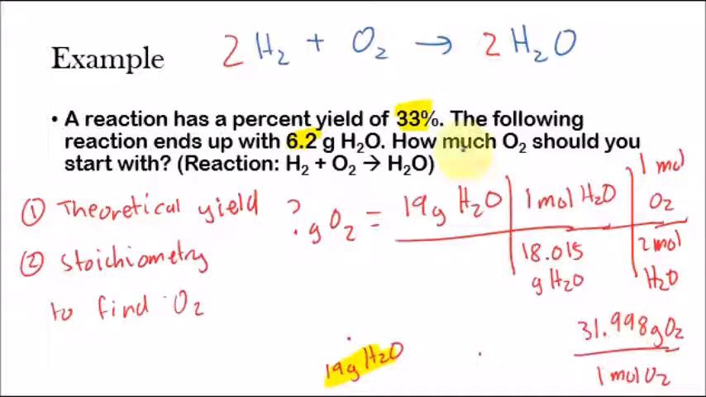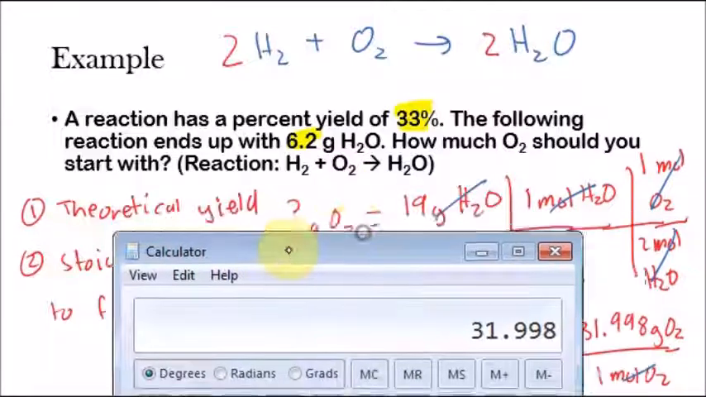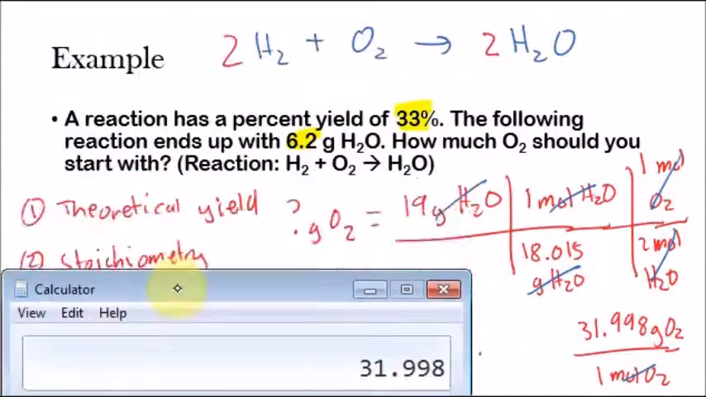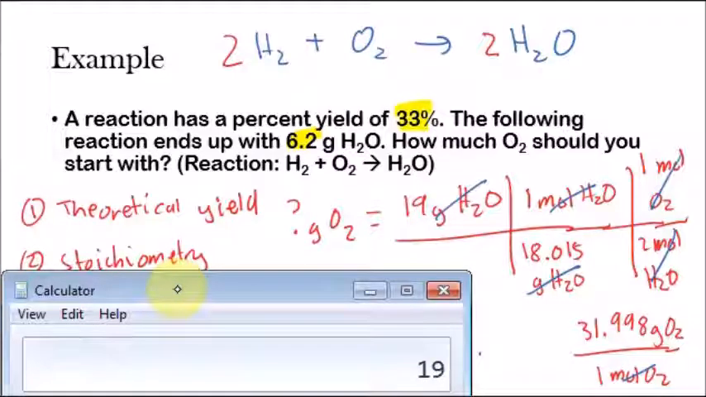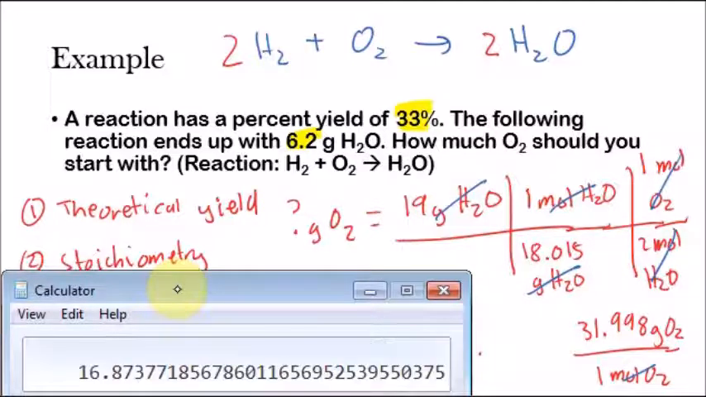Okay, so anyways, grams of H2O cancels out with grams of H2O, moles of H2O cancel out with moles of H2O, moles of O2 cancel out with moles of O2, and we're left with grams of O2, which is what we wanted. Then we can just multiply 19 times 1 times 1 times 1 times 31.998, and then divide that by the products of the bottom, so 18.015 times 2 times 1, and that will give us this answer, 16.873.